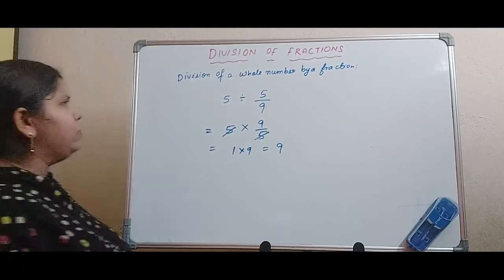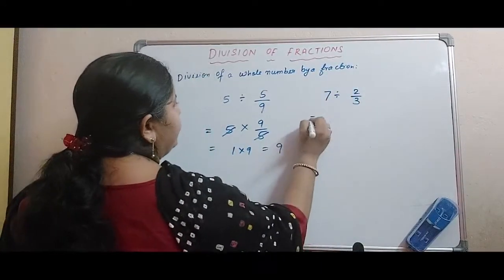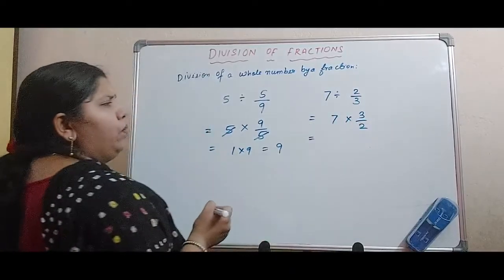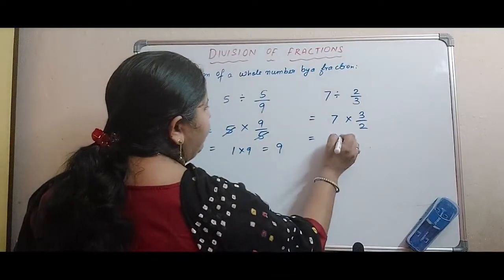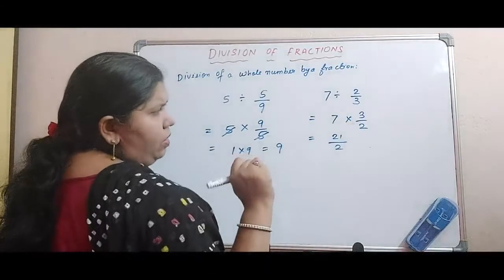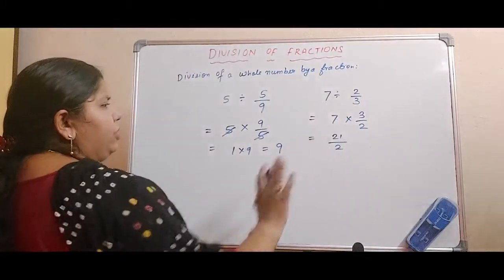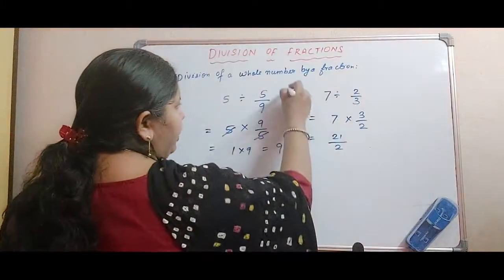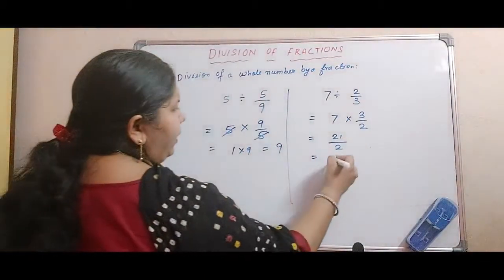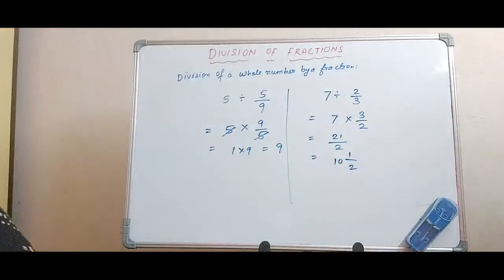One more example, suppose you are doing 7 divided by 2 by 3. So that is equal to what? 7 into 3 by 2. So that is equal to 7 3s are 21 by 2, because you don't have any common factors between the numerators and denominators, so nothing will get cancelled out. Just multiply the numerators and write down the denominator as such. When you get 21 by 2, if you change it to a mixed fraction, what will you get? 2 tens are 20, 1 by 2. So 10 1 by 2 is your answer.